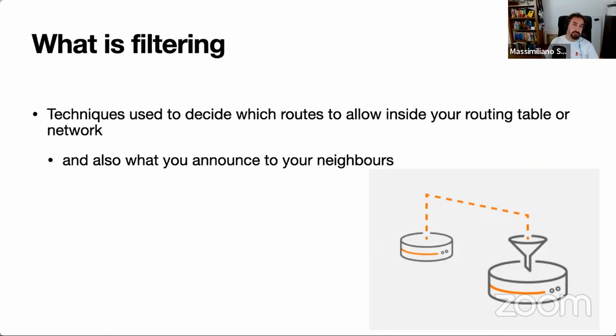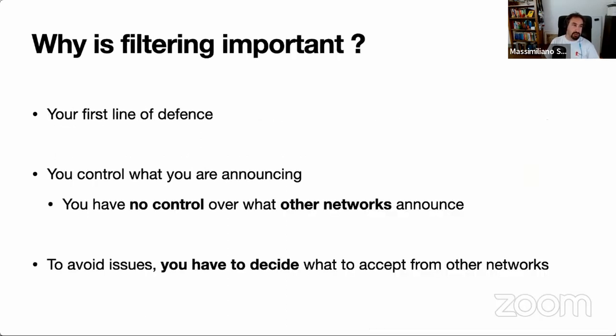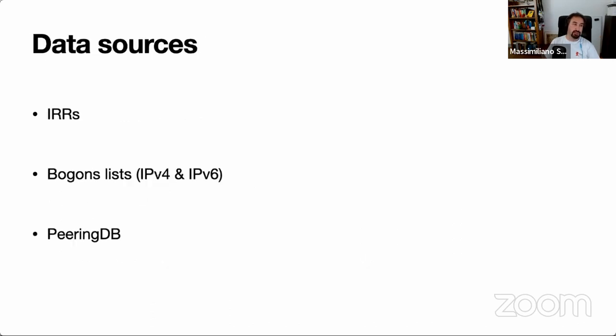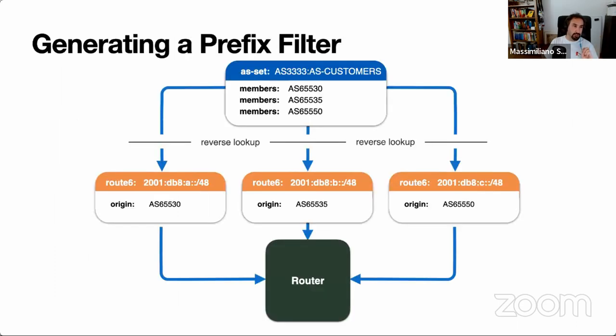Now, how do we apply filtering? We have techniques for deciding which routes to allow inside our routing table and also what to announce to our neighbors. It is important because it's your first line of defense and you can control what you are announcing. There's nothing you can do to control what the other networks announce to you, but you can decide what to accept from them. And how can you do this? You have data sources. You have IRRs, the Internet Routing Registries. You have bogons lists, so addresses that should not be visible in the Internet routing table. And then there's PeeringDB, which is also an additional database that can help in defining what you should accept.